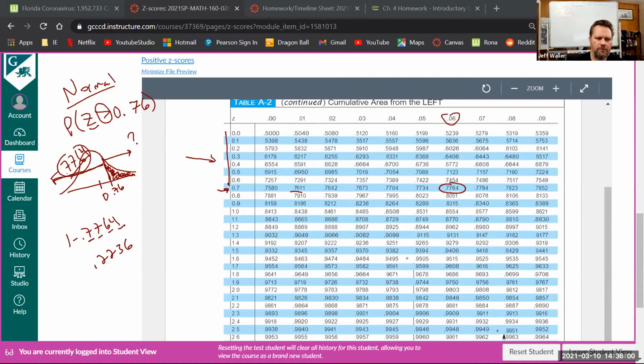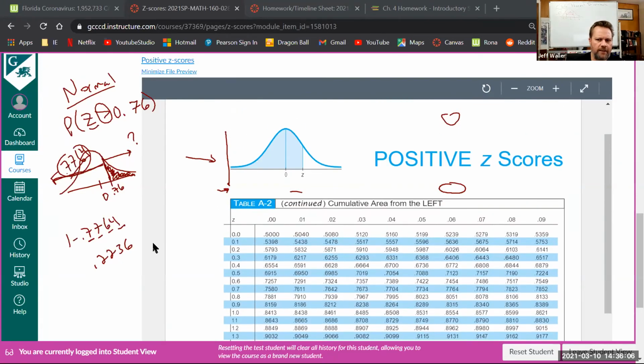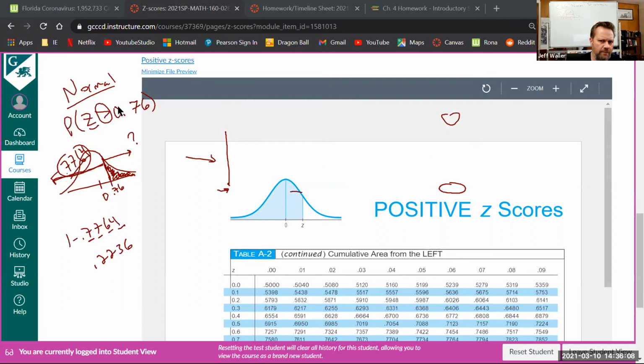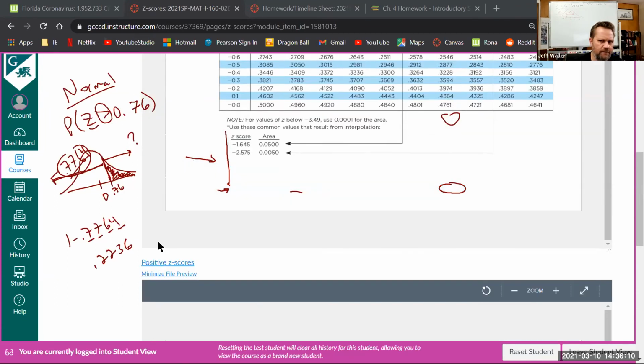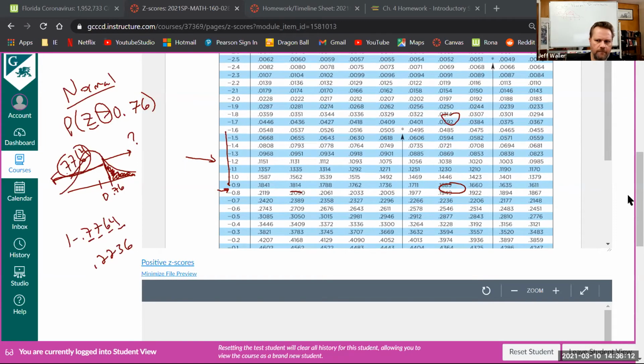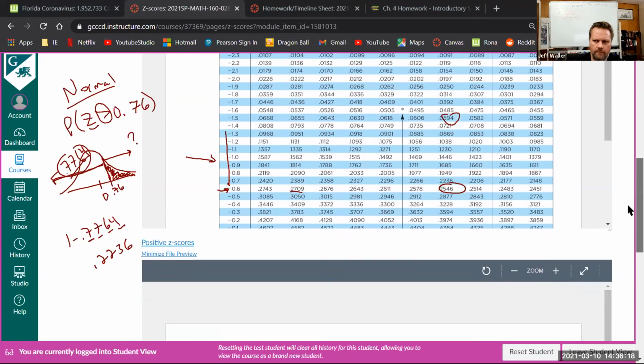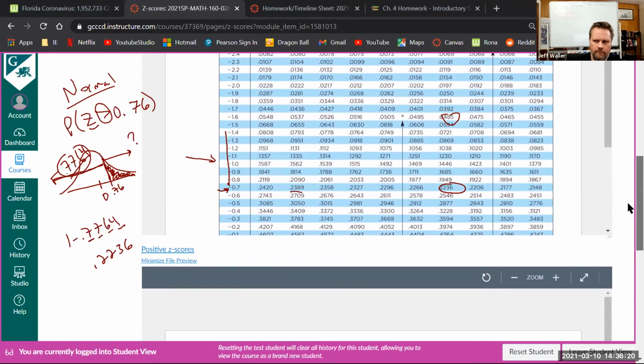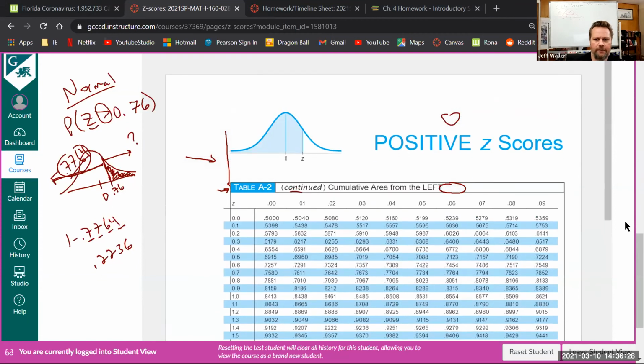And here's something else. Let's see how many people understand this. You don't have to do this. This is a little tiny shortcut. Can you please, on the negative chart, look up negative 0.76. What do you get? The answer that we just got. Yeah, we get 0.2236. That's the answer we got. What? Well, here, let me explain that.